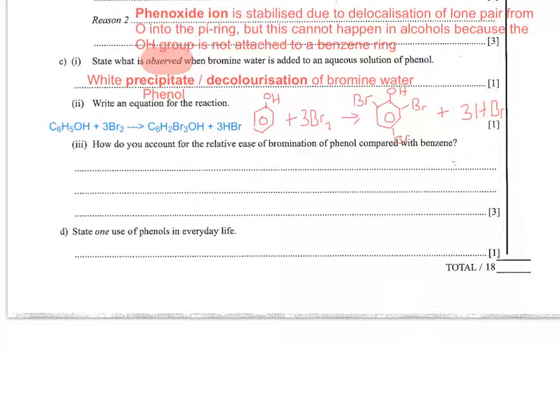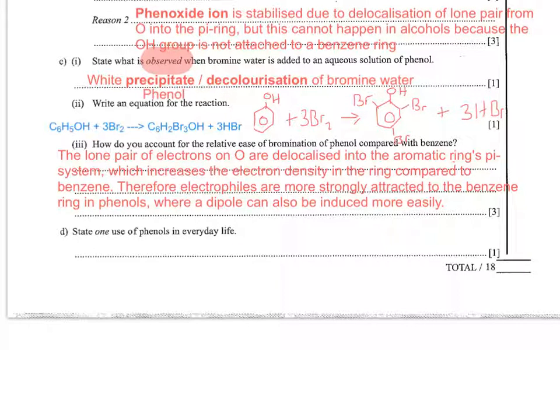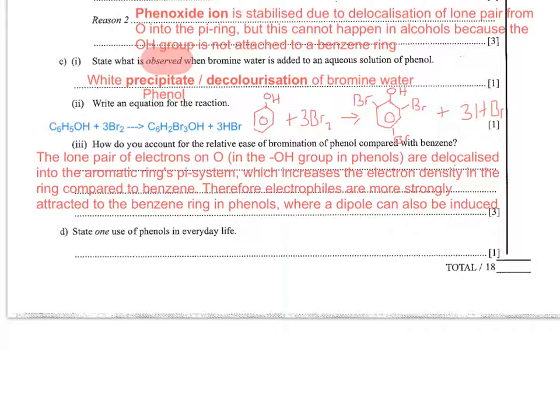So the next part of the question, for 3 marks, asks you to account for the relative ease of bromination of phenol compared to benzene. We talked about this at the beginning of the clip. So the lone pair of electrons on oxygen are delocalized into the aromatic ring's pi system. I should really say that oxygen is within the OH group in phenols. So that lone pair is delocalized into the aromatic ring's pi system, which then increases the electron density in the ring compared to benzene. So electrophiles are more strongly attracted to the benzene ring within phenols, whereas a dipole can also be induced more easily. And like we've just talked about, one use of phenols in everyday life is as antiseptics or disinfectants.